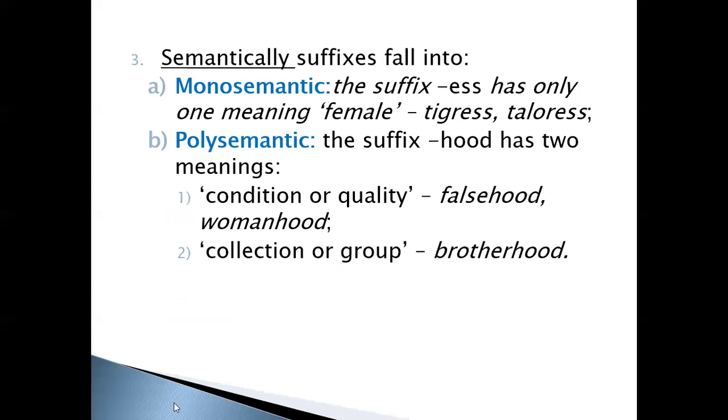Semantically, suffixes fall into monosemantic: the suffix -ess has only one meaning, female; and -ance, tolerance. Polysemantic: the suffix -hood has two meanings, condition or quality, for example, falsehood or womanhood. And the second one is collection or group, brotherhood.